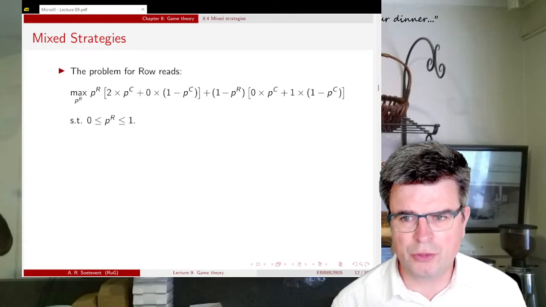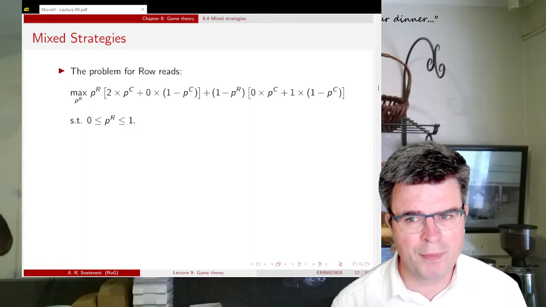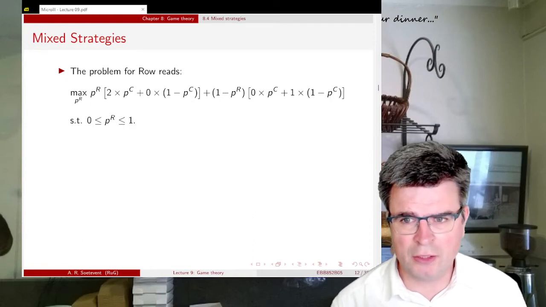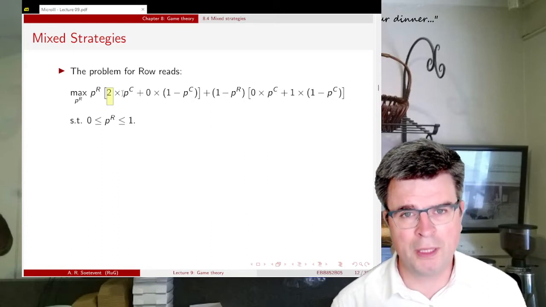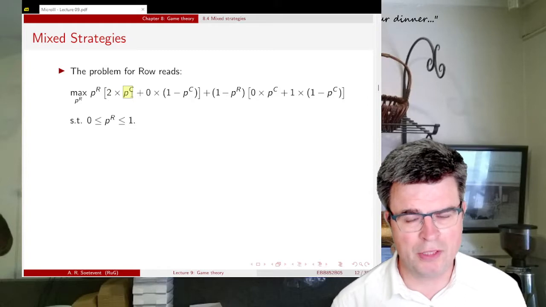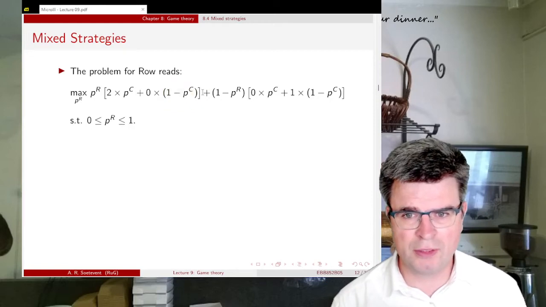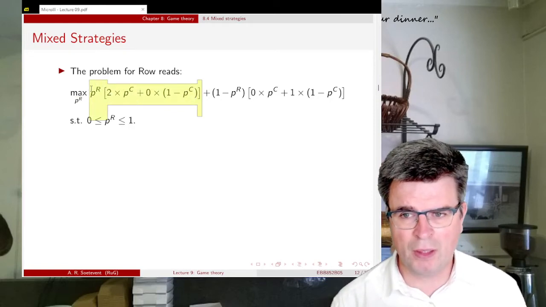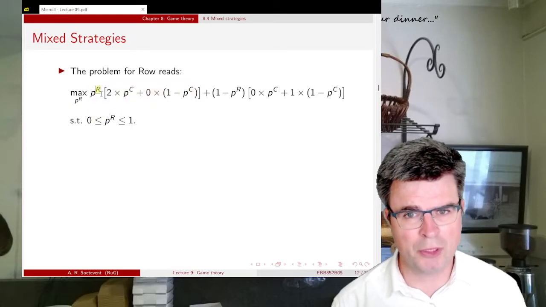So he chooses to play Italy with a certain probability, PR. And in case that he plays Italy, his payoff will be 2 in case the column player also plays Italy, which happens with probability PC. And he will receive a payoff of 0 if the column player decides to go for Sweden, which happens with probability 1 minus PC. So this is the expected payoff of the row player playing Italy times the probability with which he will play Italy in equilibrium.